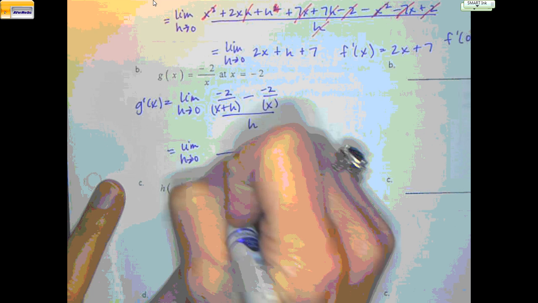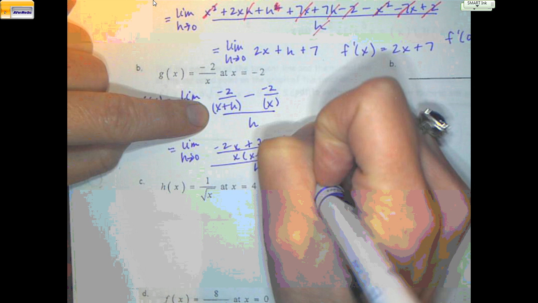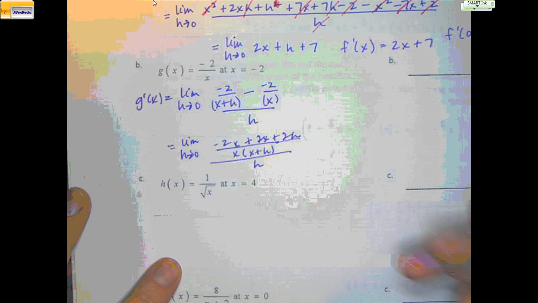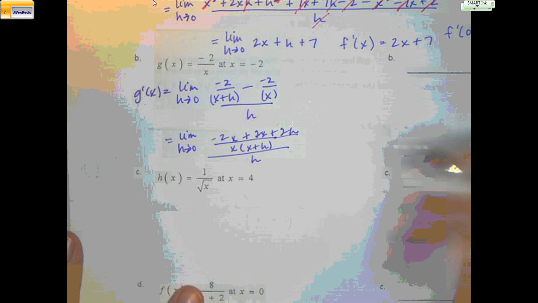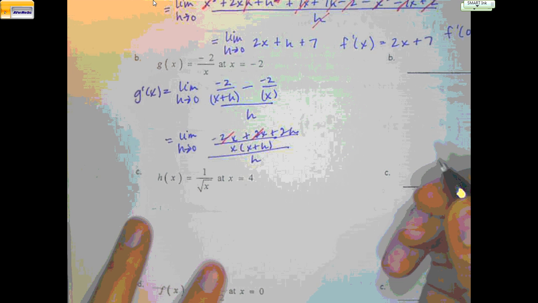The numerator was a negative 2. We had x plus h, we need the x. So we have negative 2x. Minus negative is a plus. 2 times, I need it to be multiplied by x plus h. I'm going to go ahead and distribute. Does that freak you out? Is that okay? Are you alright? So I've got a negative 2x and a positive 2x. So I have a 2h on the top.